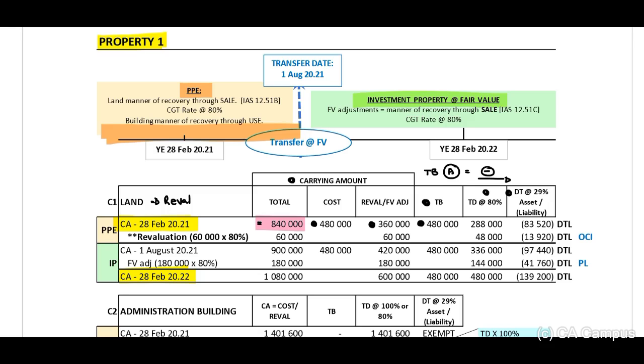But important, we've identified in terms of IAS 12 paragraph 51B that our revaluation surplus will be taxed based on our CGT rate. Look at this, 80%. Therefore, the 360,000 times 80% will be 288,000. Now, deferred tax asset or deferred tax liability.